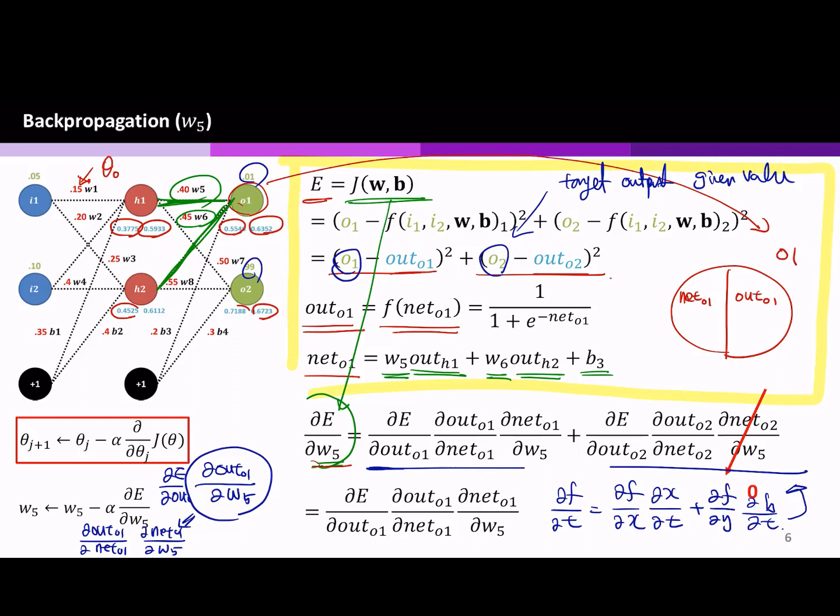Why? Output O1 is a function of the net O1. So we can expand these equations like this. Partial E over partial W5 can be represented as a summation of the terms. We expand these two equations. But here, net O2 is here.